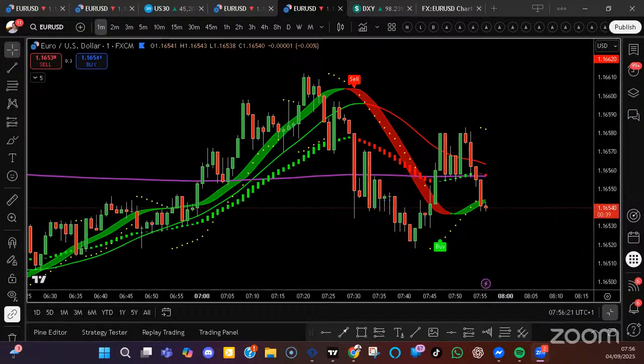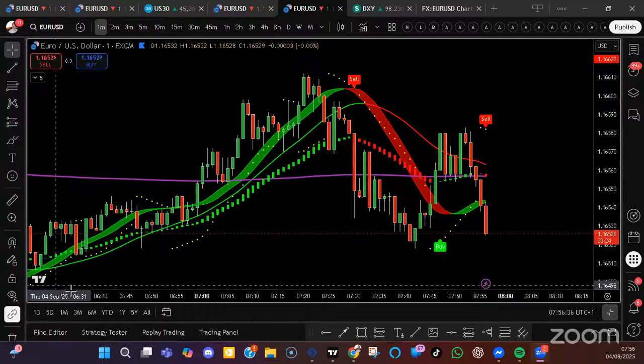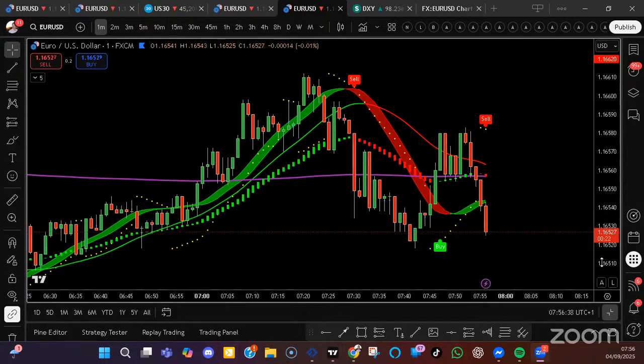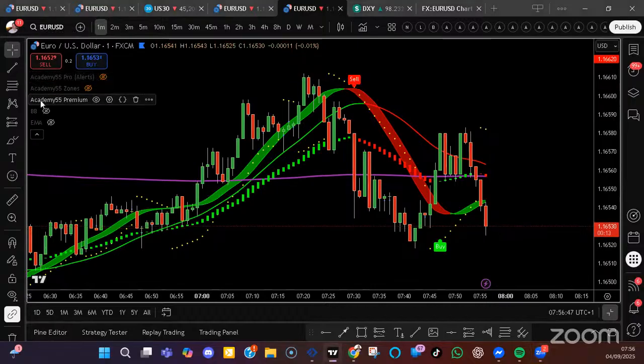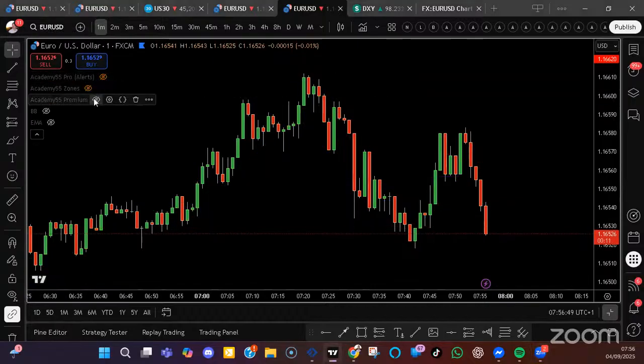Looking for the Academy 55 signals and strategy on the EUR USD on the 1 minute time frame. So before we go ahead, there is some Swiss news at 8 o'clock that might make the markets move a little bit. We will see that in due course, but in the meantime, let's turn the indicators off and go on to the daily time frame.